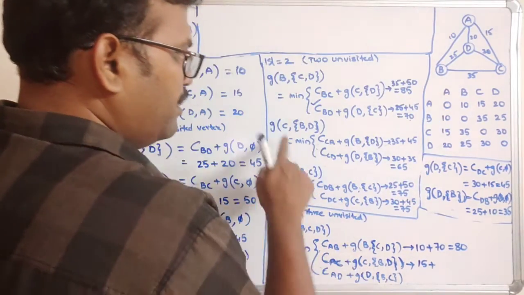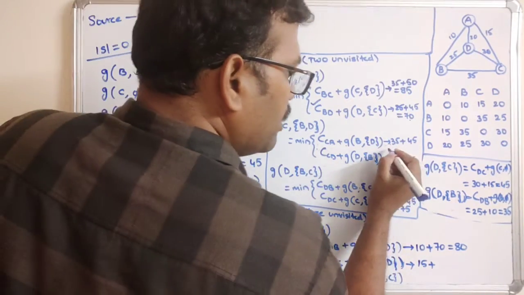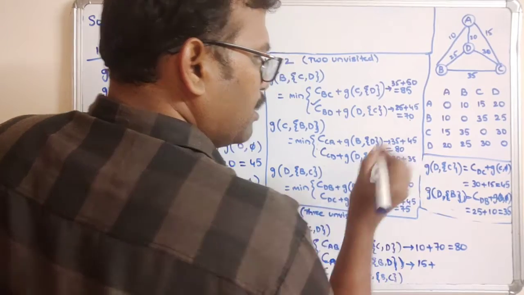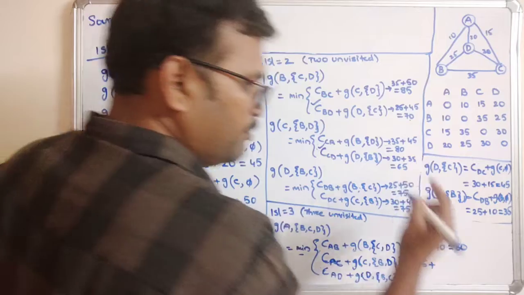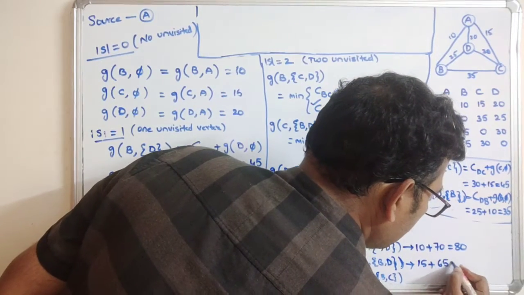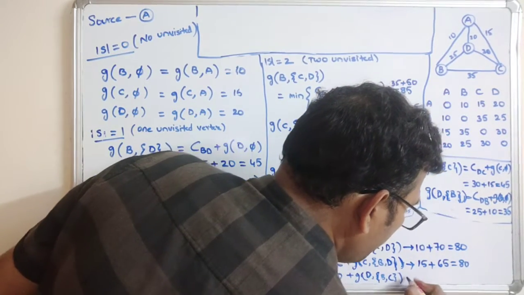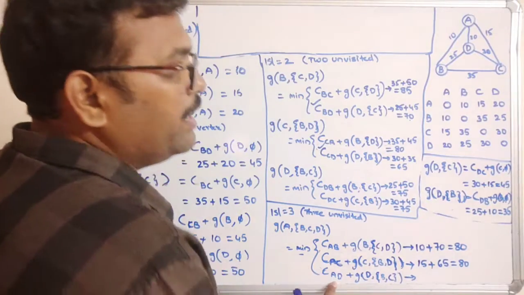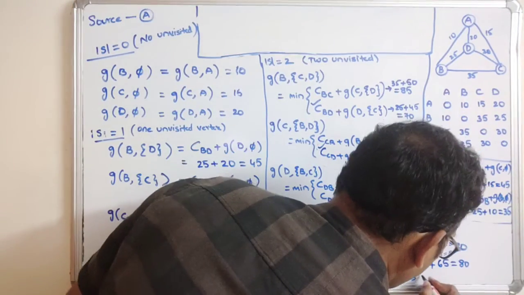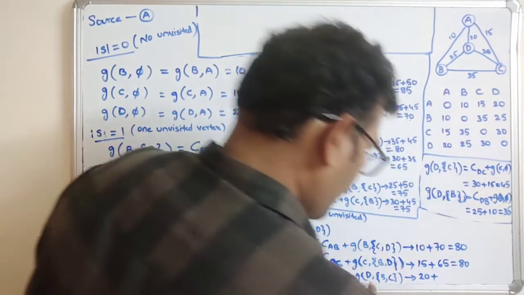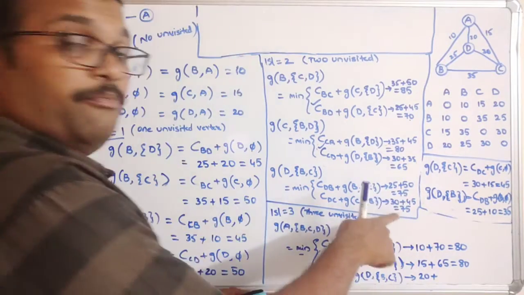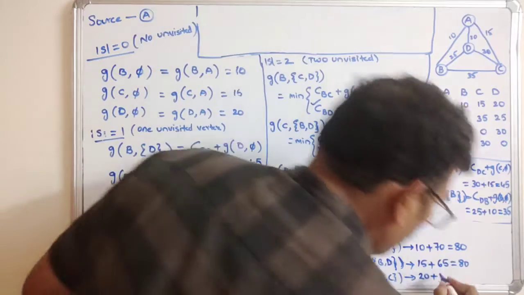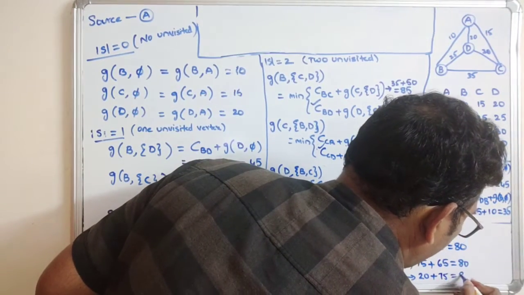plus CBD. Here also we have calculated two values, 80 and 65. So among these we have to select the minimum 65. So it is also 65 and the result is 80. And the third one, AD, cost of AD is 20. D of BC, which is both are same value, so we can select any value. So it is 75, which is a 95.